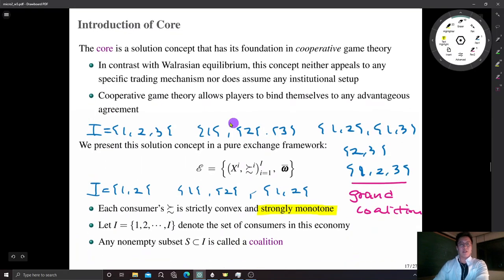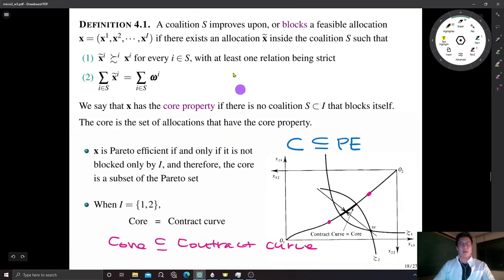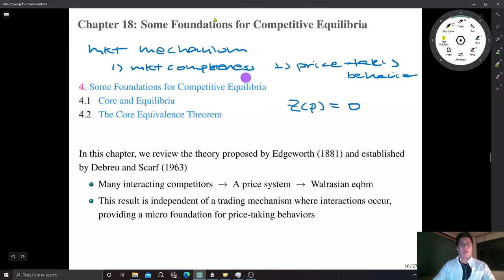But in the definition of the core, I didn't mention anything about the price mechanism or a specific trading mechanism. So the definition of the core is independent of any special market mechanism. Without relying on market completeness, price-taking behavior, or some market mechanism, we can show that interaction alone gives us the Walrasian equilibrium allocation, a socially desirable allocation.